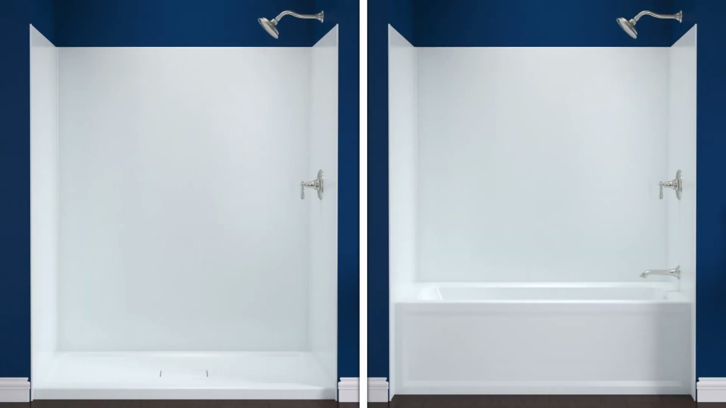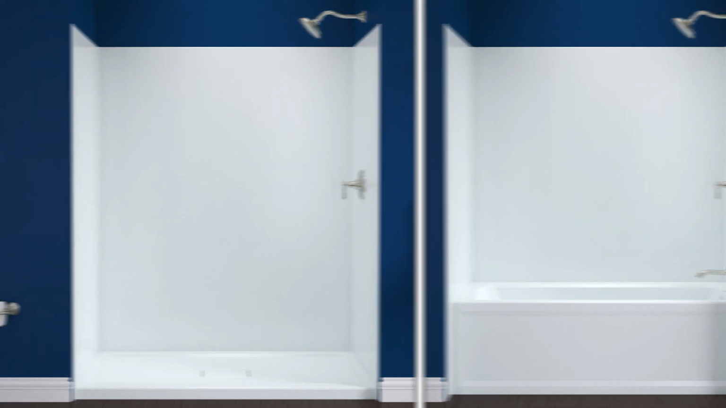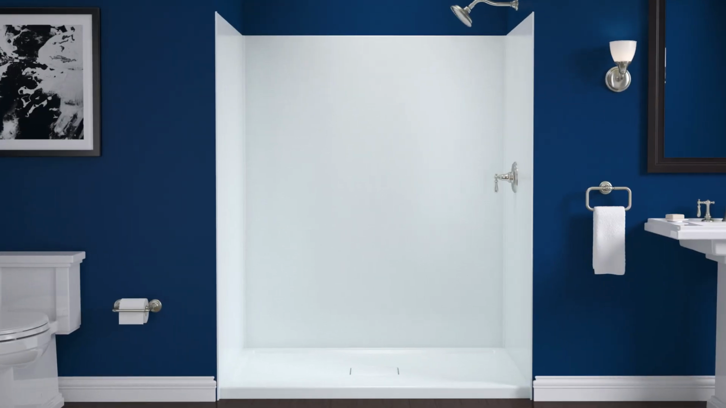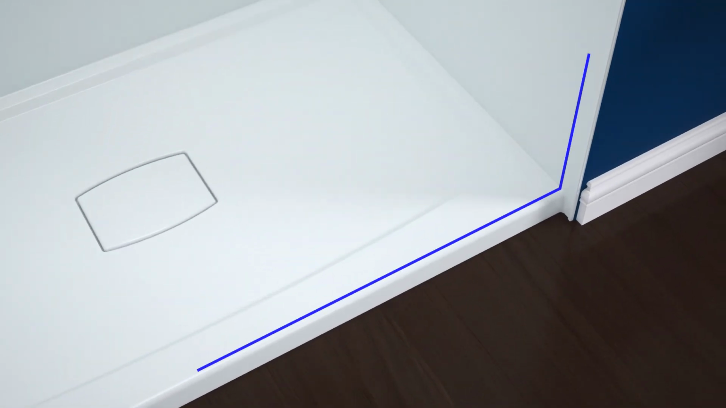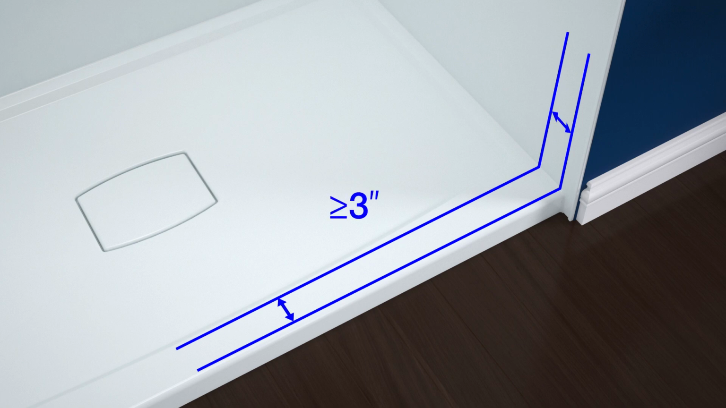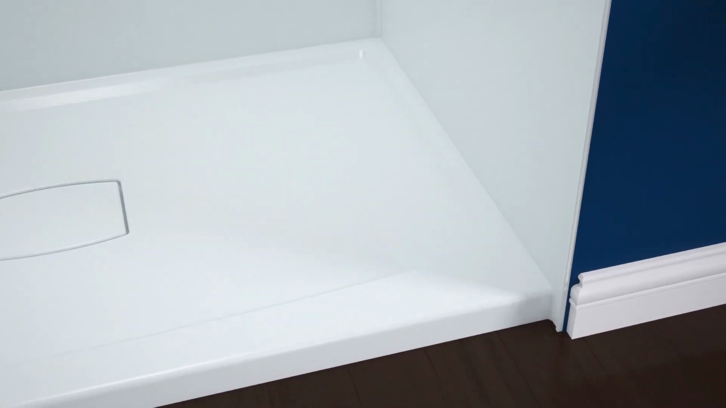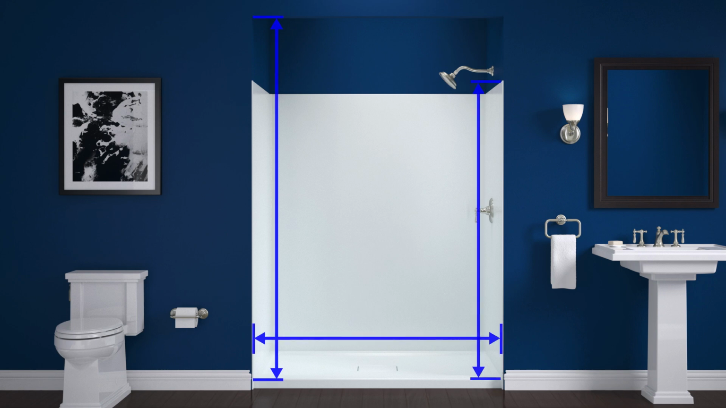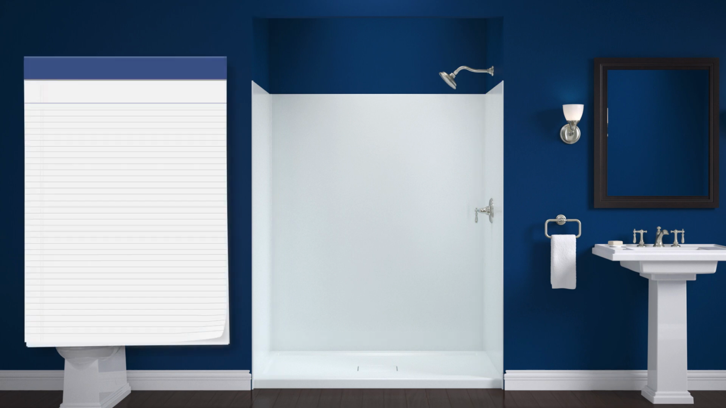For the purposes of this video, the measurements will be demonstrated on a shower base. Confirm the bath or shower ledge and wall have at least 3 inches of flat surface. KOHLER Levity doors are adjustable and designed to accommodate walls that are up to 3/8 inch out of plumb. The following measurements will help you determine what size door is right for your showering space. Write down all measurements for future reference.